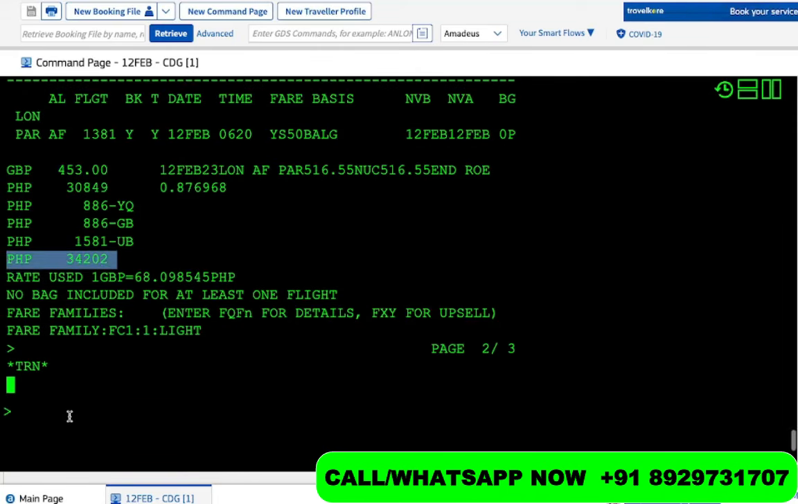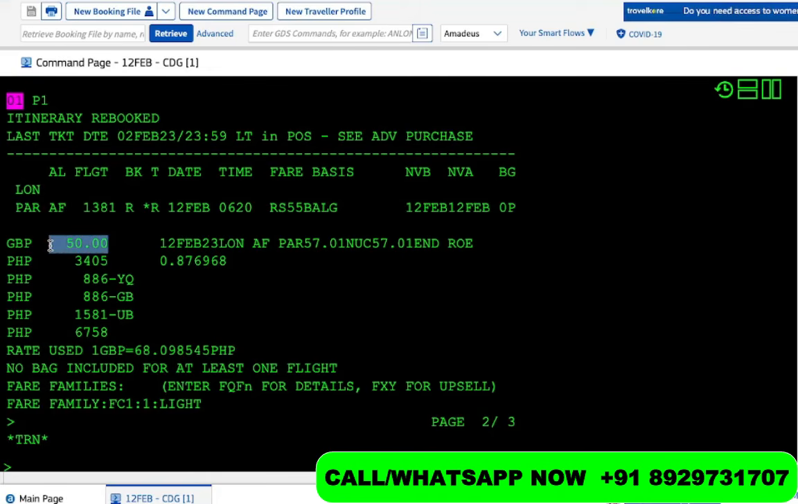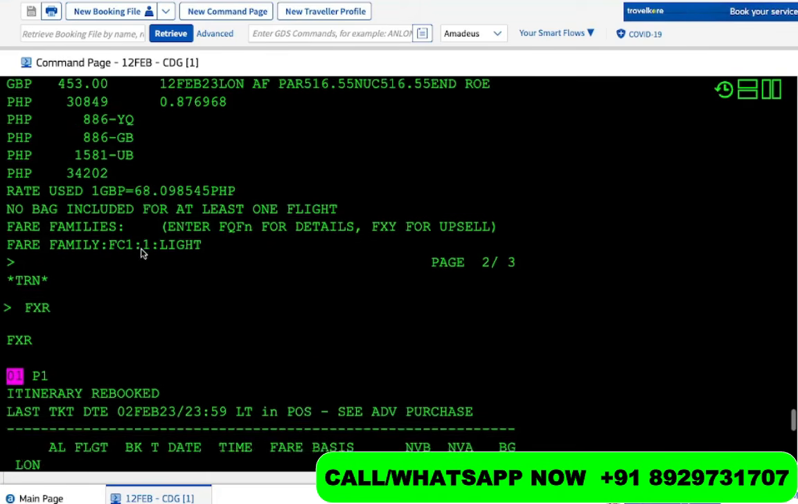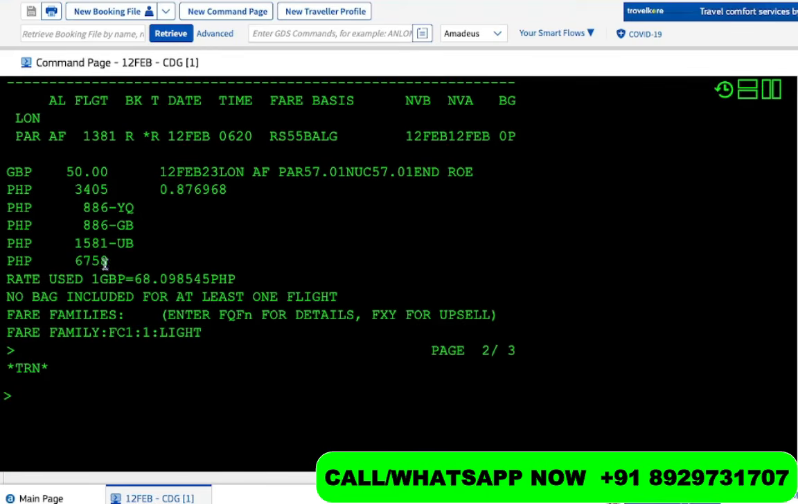Now let's see what is the most economical price, which is FXR. Most economical price in our class is 6,758. Still there is no bag, and the base fare is 50 pounds only. So there's a lot of fall in price from 34,202 to 6,758.